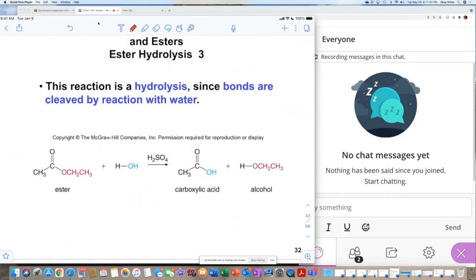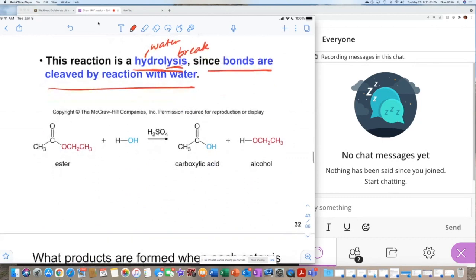Now, this is called hydrolysis. And hydrolysis in chemistry is just a general way of saying hydro means water, and lysis means break. So you're using water to break bonds. The water is necessary for this reaction. You're trying to break a bond, but water has to be present. So bonds are cleaved by the reaction with water. So let's see what's happening here.